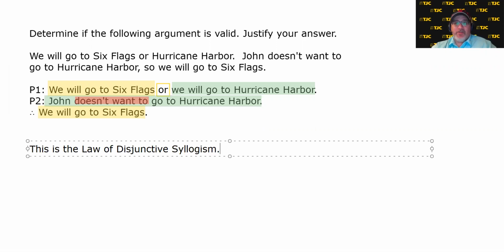That's basically the one that says, all right, this or that, and the second premise says, not this one. Okay, that one. Six Flags or Hurricane Harbor? Not Hurricane Harbor. Okay, Six Flags. It's the law of disjunctive syllogism. Therefore, the argument is valid. And notice I answered both parts of the question. I determined the validity and I justified the answer.